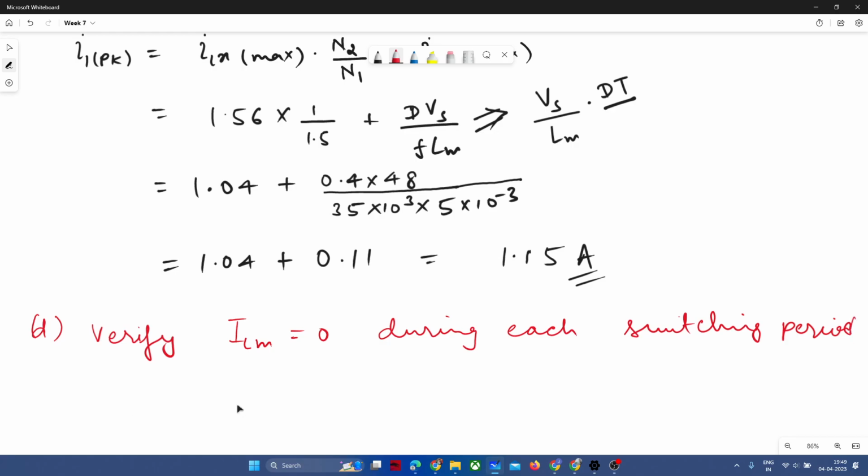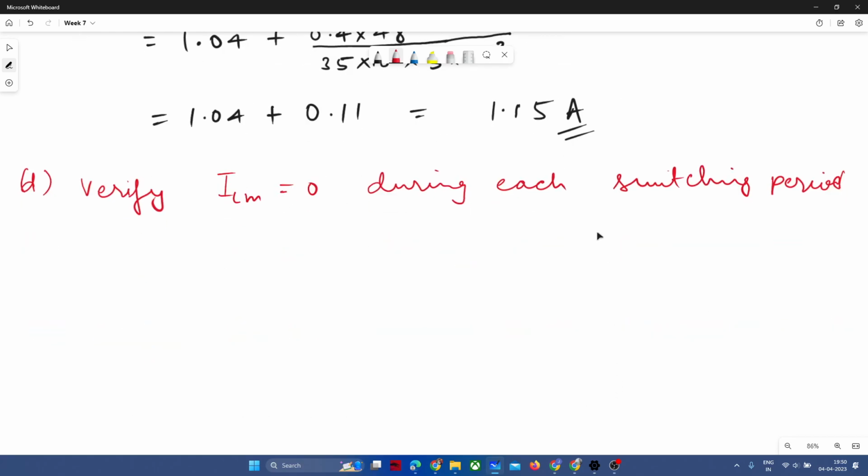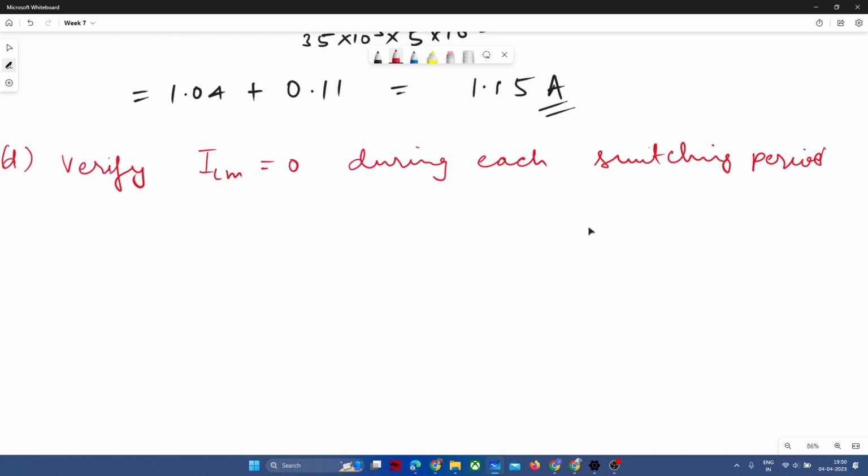Okay, so we have to verify that ILM should become equal to zero. It indirectly means that the magnetizing current should be reset to the zero value during each switching period. For this kind of problem, we have derived a certain condition. If you are able to recall, what was that condition?